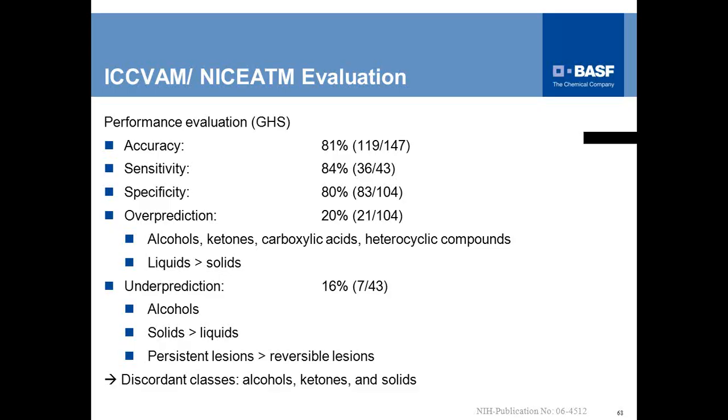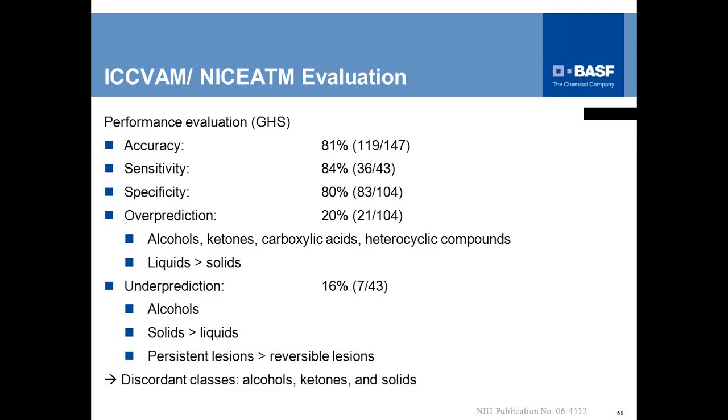Here we have summarized the performance. As with other in vitro methods, the typical parameters being evaluated are the accuracy, so the overall concordance of the assay compared to the in vivo results. As listed here, approximately 120 of the 150 compounds were correctly predicted, which makes an accuracy of 81%. We had a sensitivity of 84% and a specificity of 80%. All in all, the predictivity values of the BCOP are very satisfactory and very promising.